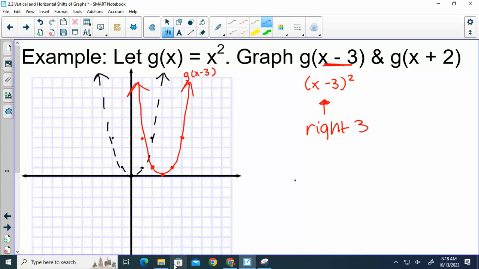I ask for g of x equals x plus 2. So that's like saying x plus 2 squared. What does the 2 do? Moves it left. Inside is x, it does the opposite of what it says. So adding moves it to the left. So we're moving the original left.